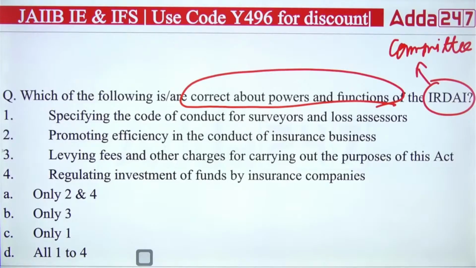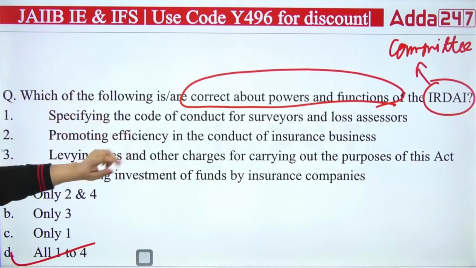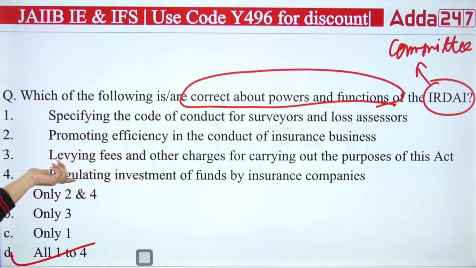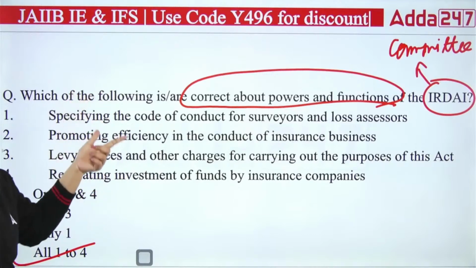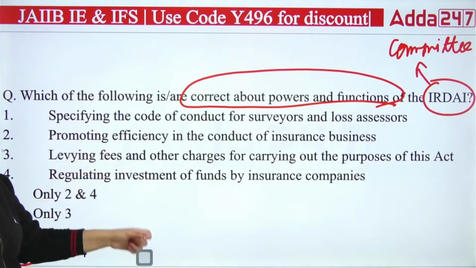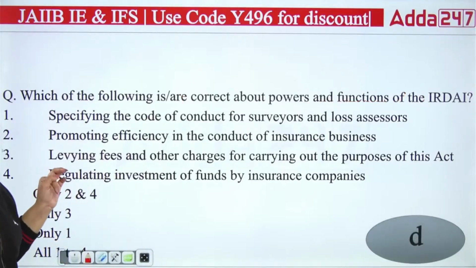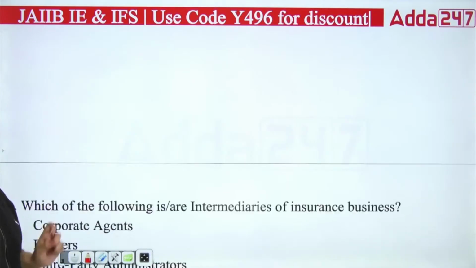A and D, two options are coming. Okay. Right answer is actually D. 1 to 4 all are correct. IRDA actually specifies the code of conduct for surveyors and loss assessors. IRDA actually promotes efficiency in the conduct of insurance business. It also levies the fees and other charges for carrying out the purposes of this act. And it is actually regulating investment of funds by insurance companies. All are the powers and functions of IRDA. So right answer is D. And the committee name is Malhotra Committee. Very good. R.N. Malhotra Committee it is.